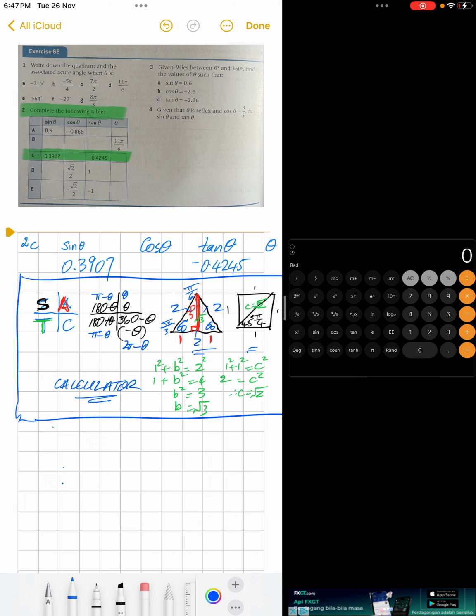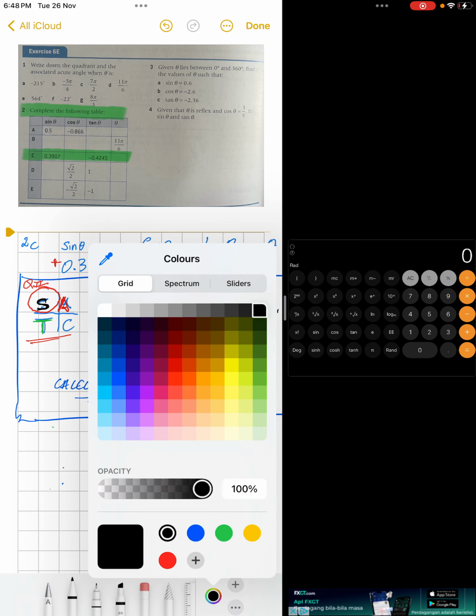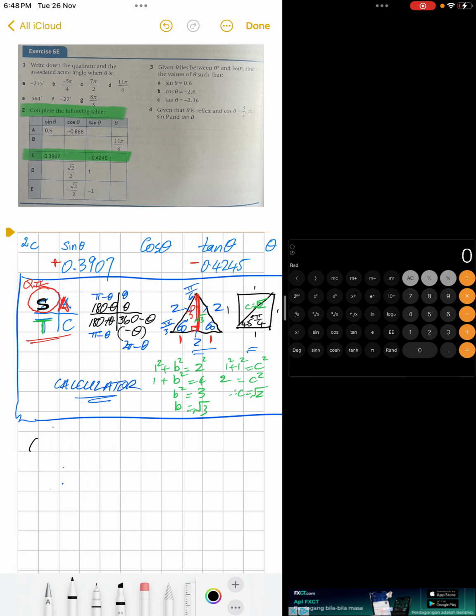So let's start. And we start here with our cast rule. Which quadrant is it? Well, we've got sine is positive, tan is negative. Straight away we know only sine is positive in quadrant 2. So straight away, if you're looking at this, you should be able to say that theta is a quadrant 2 angle.